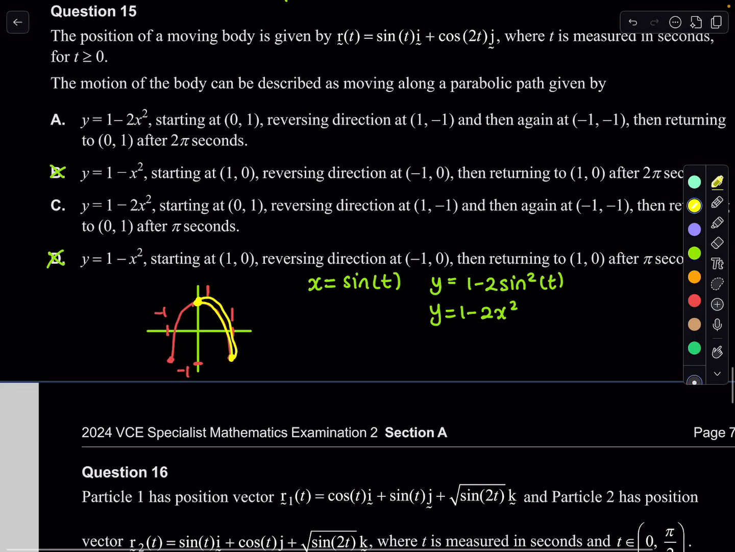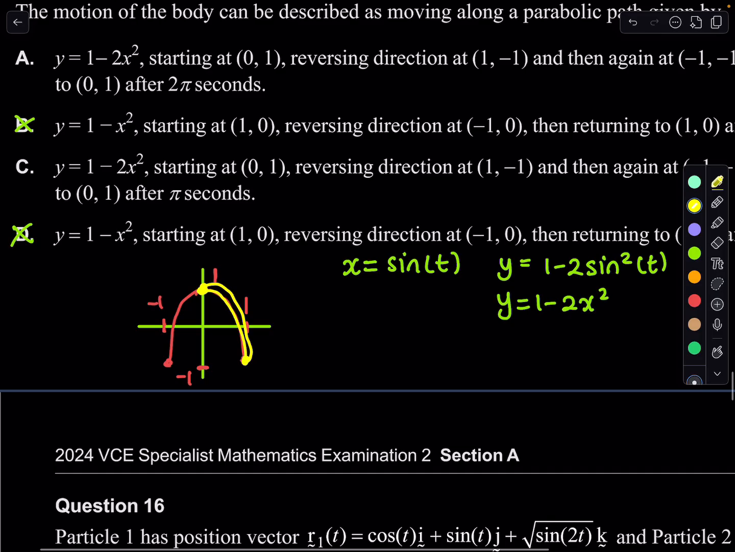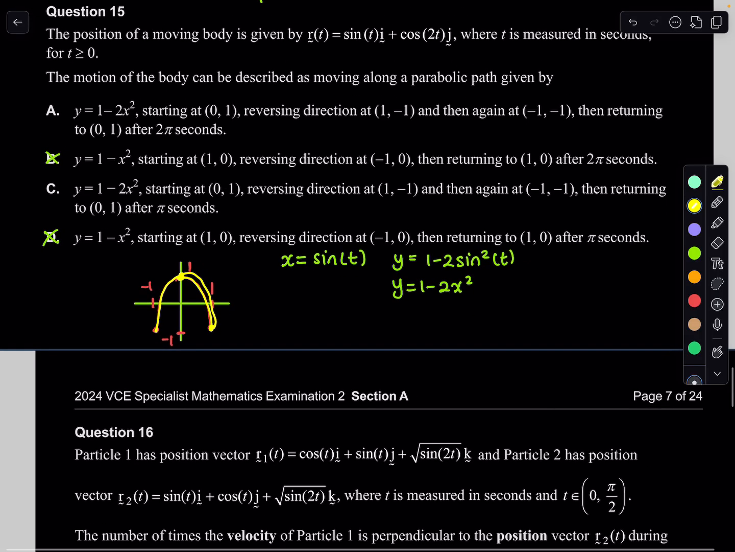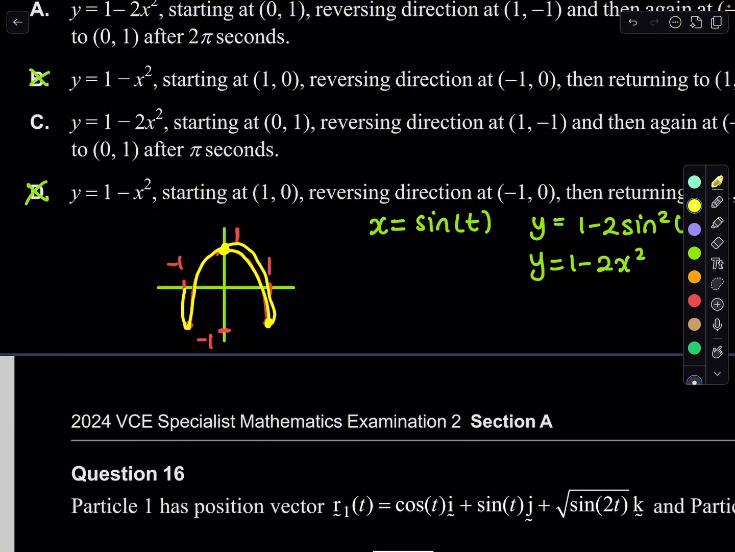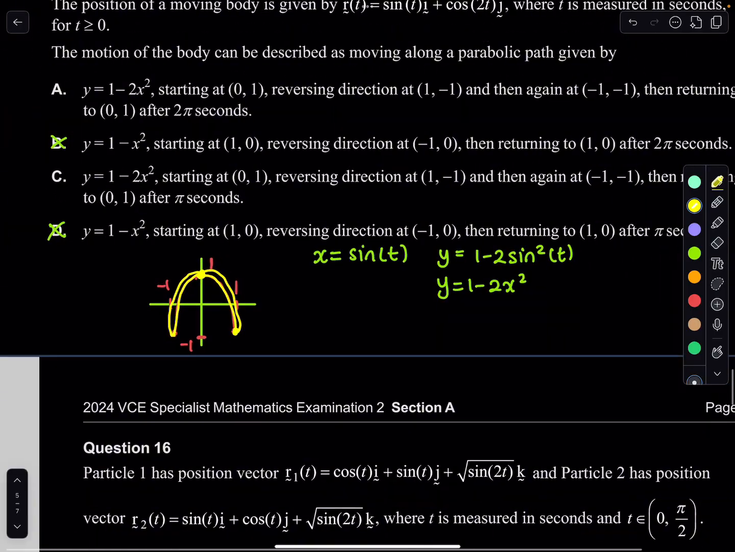And then again at (-1, -1), it goes back to (-1, -1) here, and then returns to (0, 1). So again, it comes back. And it does this after 2 pi seconds. So basically this whole distance it walked took 2 pi seconds. And it's the same with C. It's all the same stuff, but the other one took pi seconds.